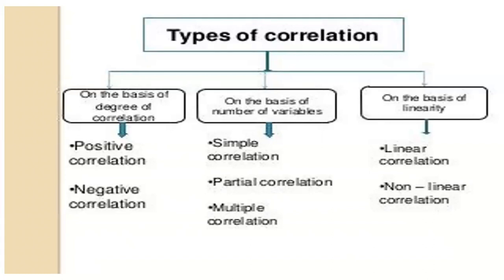Here is the chart which classifies correlation into 3 categories. On the basis of degree, there is positive and negative correlation. On the basis of number of variables, there are 3 types: simple, partial and multiple correlation. And on the basis of linearity, there is linear and non-linear correlation. These types are important because they can be asked in match the column type questions. Okay, let's understand one by one.